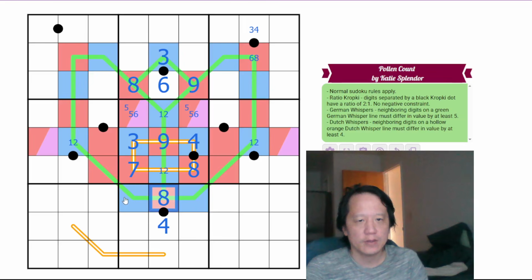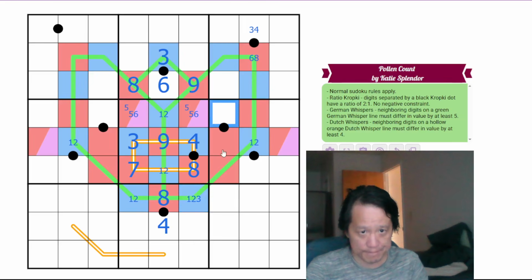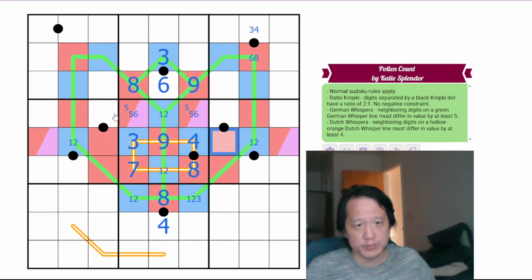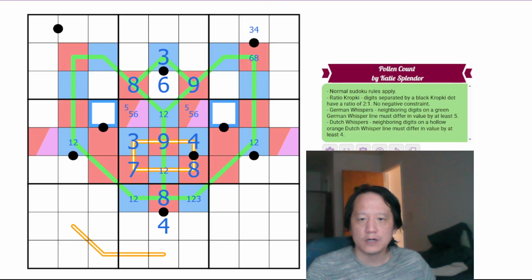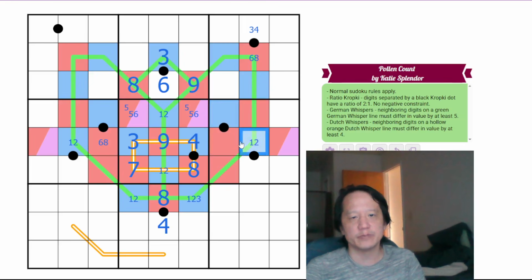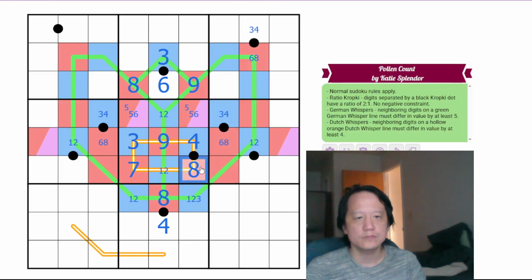Okay. 8 can be next to 1, 2, or 3 on the Whisper 5 lines. This can't be 3 because of 3 in the column, so this is 1 or 2. And this is 1, 2, or 3. These are both high digits, which must be next to a low digit on the black Kropke dots. And these high digits have to be a 6-8 pair, which is next to 3 or 4 in a 1 to 2 ratio. Remaining digits in row 5 are 5 and 7.